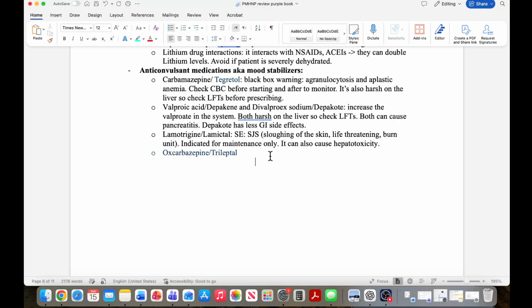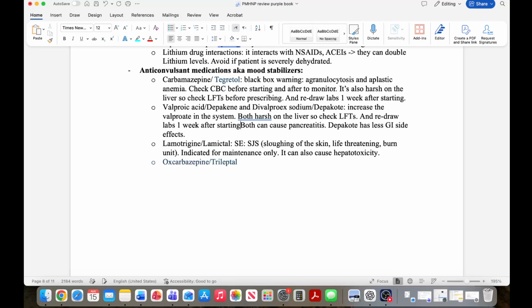So what else do I have to write about bipolar? Oh my gosh. Okay, Stevens-Johnson. And look at that. You have to draw labs 1 week after starting anticonvulsants, okay? And redraw labs 1 week after starting.